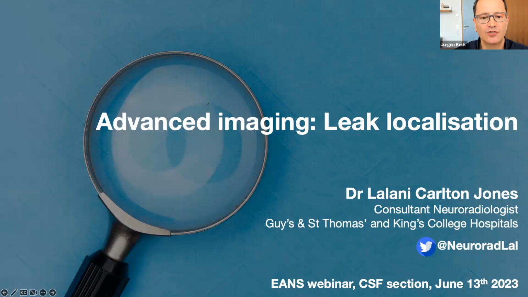Most patients with bilateral non-traumatic chronic subdural hemorrhage present acutely and are diagnosed on CT scan. Would you therefore recommend an MRI in all those cases?